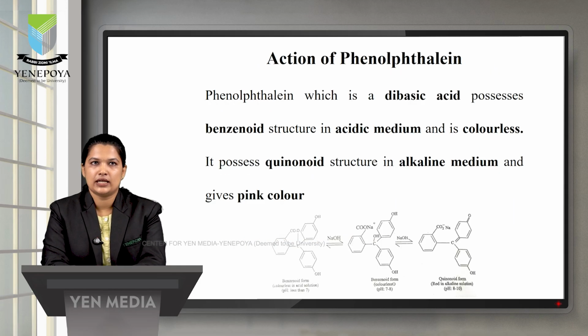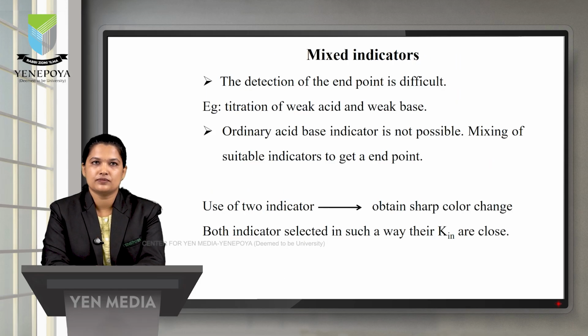The action of phenolphthalein: phenolphthalein, which is a dibasic acid, possesses a benzenoid structure in acidic medium and is colorless, and it possesses a quinoid structure in alkaline medium, which gives pink color.